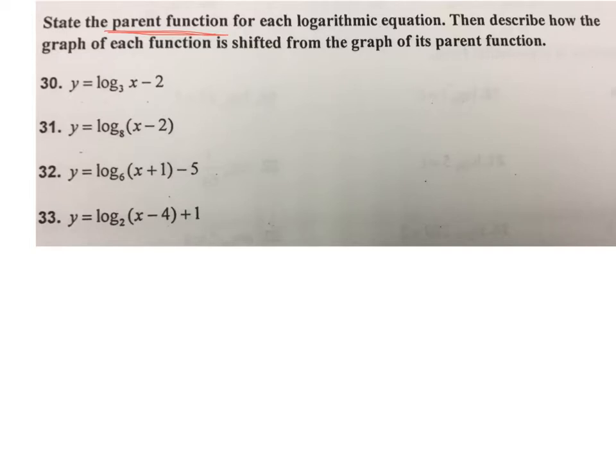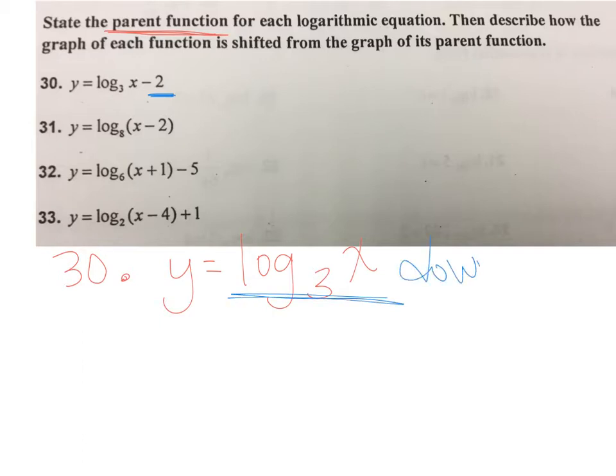So for number 30, the parent function is y equals log base 3 of x. So the very basic function that we're dealing with is the log base 3 function of x. Now, in problem 30, there's your parent function. How has this parent function shifted? Well, that minus 2 at the end of the function indicates a vertical shift downward by 2 units. So it takes this graph and it would shift it down 2 units. So that's how we would describe how it is shifted.